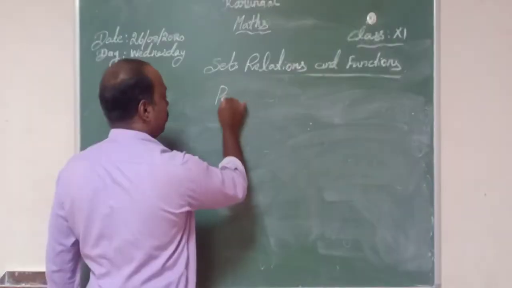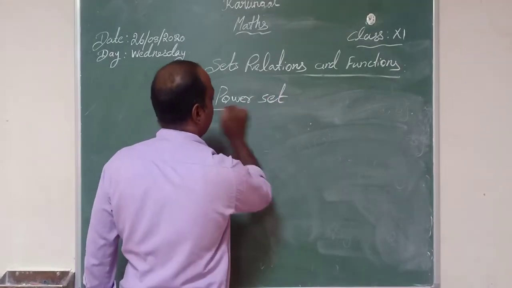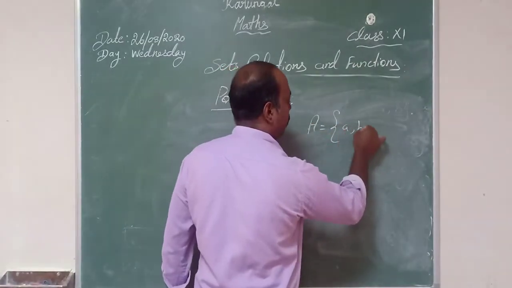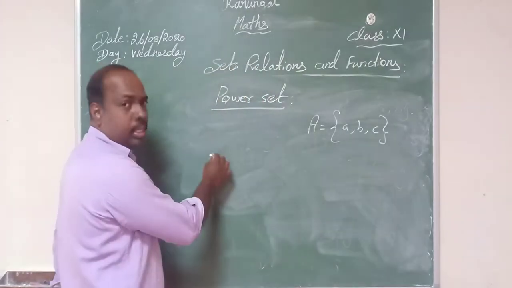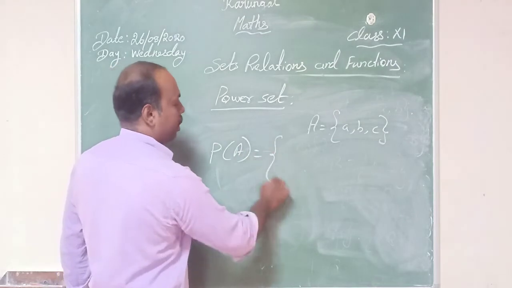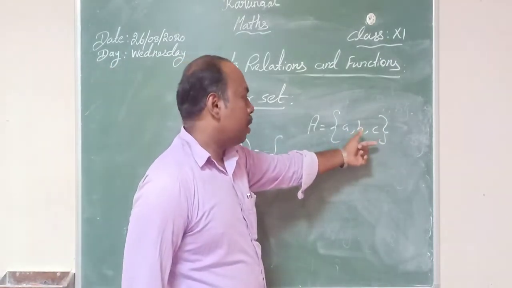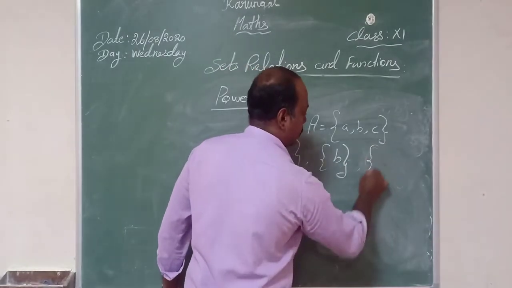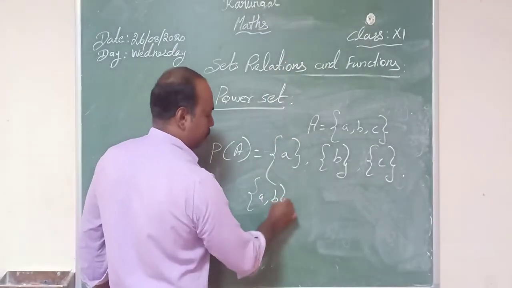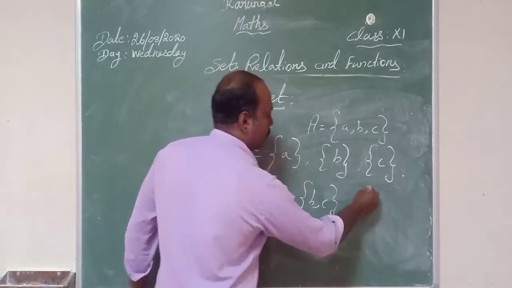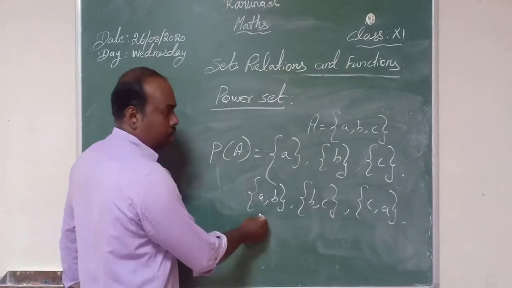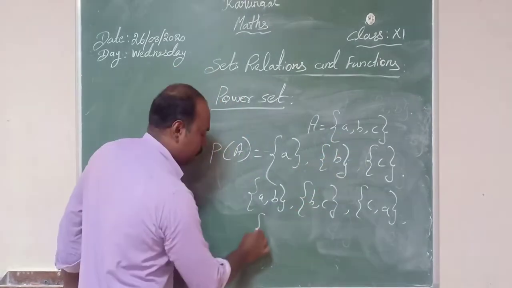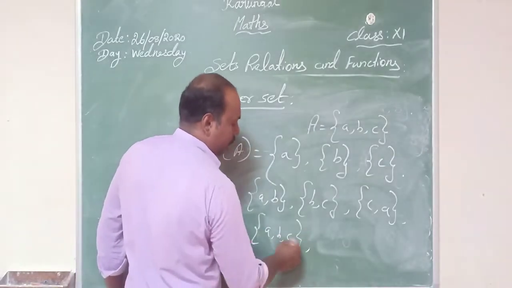Then power set. So for power set, for example, I am taking one set A equal to A comma B comma C, 3 elements. So what is a power set? Power set is denoted by capital P of A. P of A equals, how many ways can we write this: A, B, C, then A comma B, then B comma C, then C comma A, and I already said 2 more sets will come for every set. What are they? The set itself and the empty set. The set itself means A comma B comma C, then the empty set.